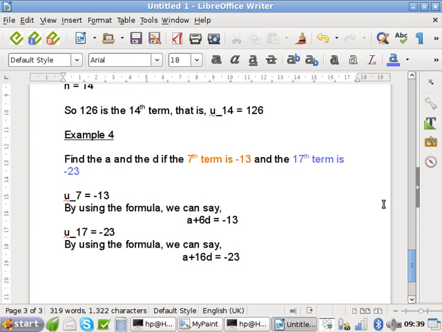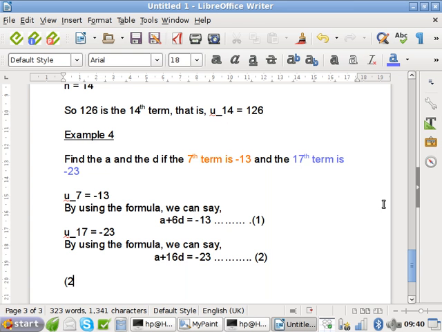Now, this should be a problem that looks very familiar: substitution or elimination. What are these problems called? Degree 2 systems, simultaneous equations. So what method would be the easiest one here? Elimination, because the A's are the same. I'll call this one equation 2, and this one here equation 1.